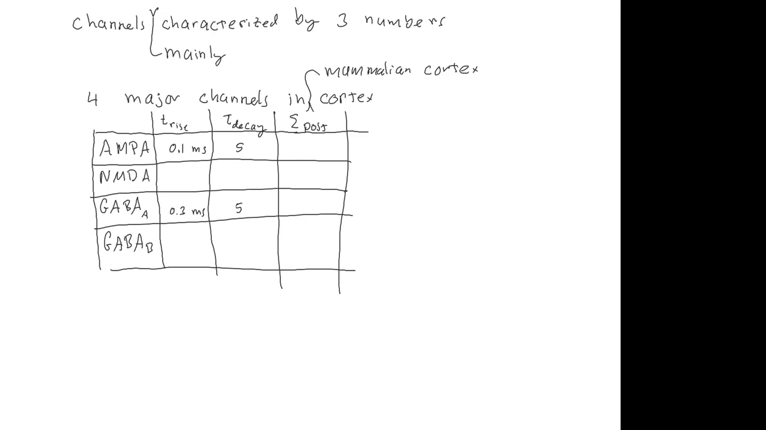So NMDA is a lot slower. We'll see why. The rise time is a lot slower, but decay time can be really slow, 150 to 1,000 milliseconds. If you take 1 second for this to decay, GABA A is on the order of 10. GABA B is slow decay to 200. So these 2 are excitatory, with postsynaptic reversal potential around 0. This is around -70, and this is around -100.